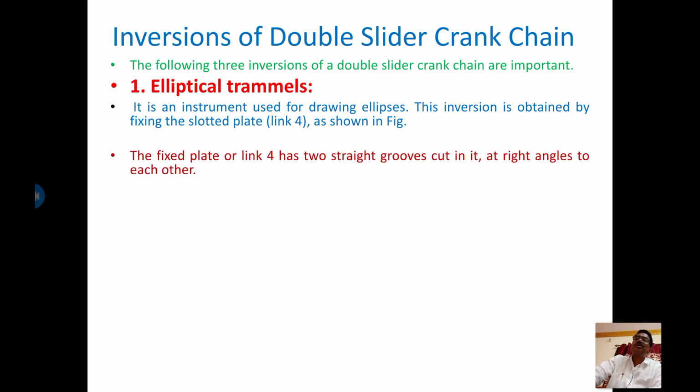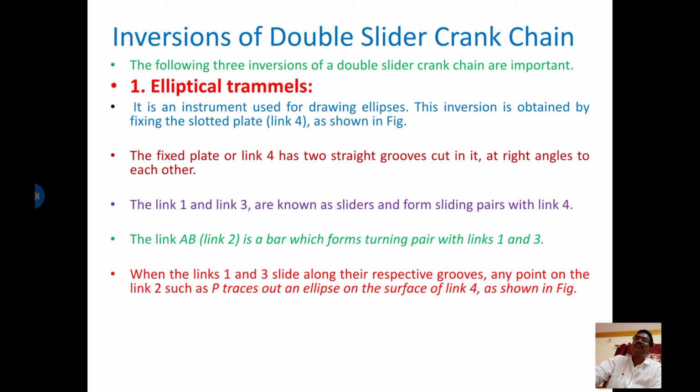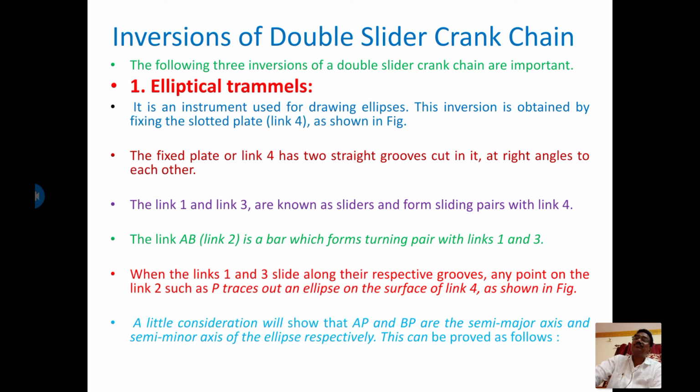Now the fixed plate or link 4 has two straight grooves cut in it at right angles to each other. Links 1 and 3 are known as sliders and form sliding pairs with link 4. The link AB is a bar which forms turning pairs with links 1 and 3. When links 1 and 3 slide along their respective grooves, any point on link 2, such as P, traces out an ellipse on the surface of link 4. Now elementary consideration will show that AP and BP are the semi-major axis and semi-minor axis of the ellipse respectively.